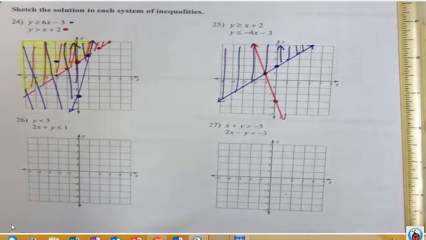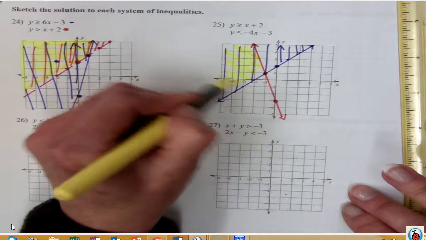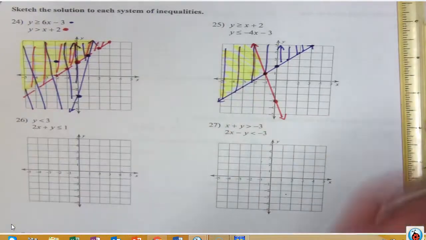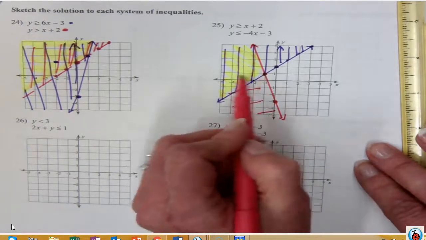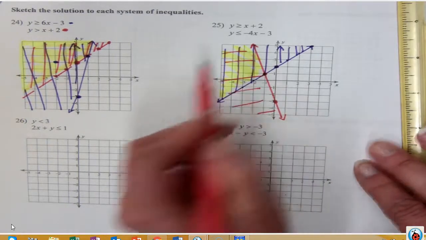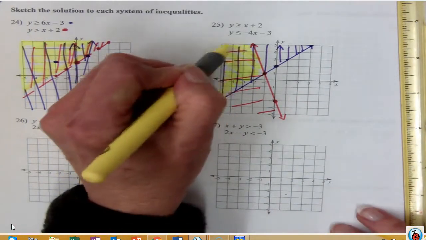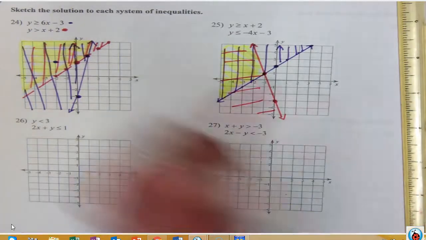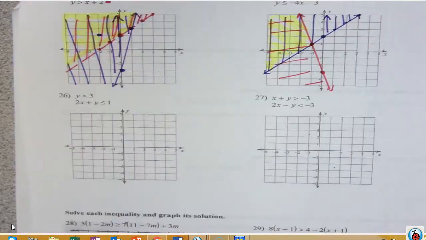It would include all of this, but the solution area is just the part where both would be included. This whole thing would be shaded, but the only part that's solution is the highlighted portion, because that's the only portion that would satisfy both of these equations. Alright, hopefully that makes sense.